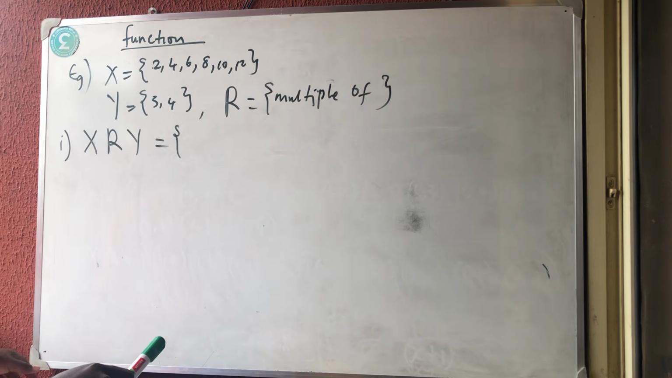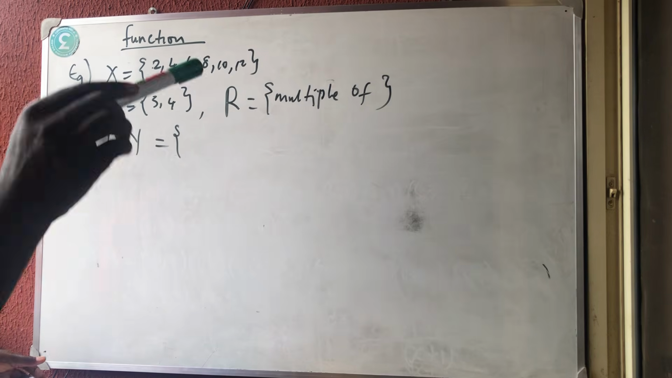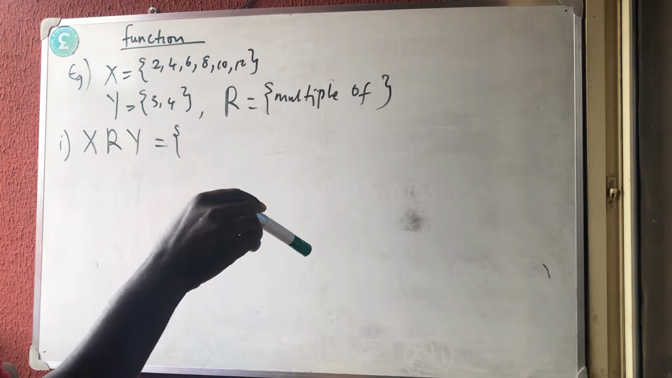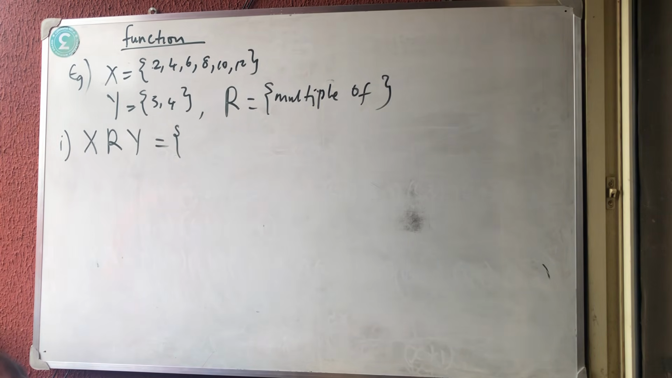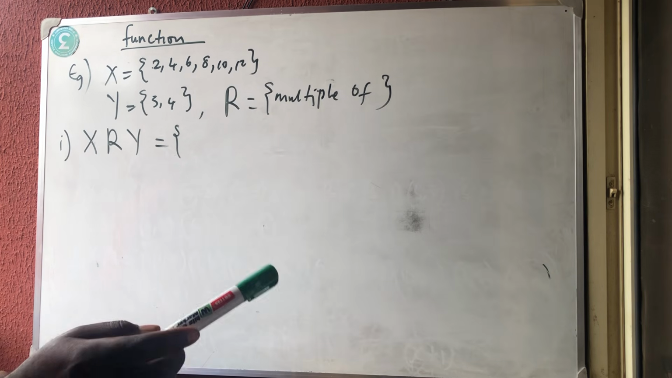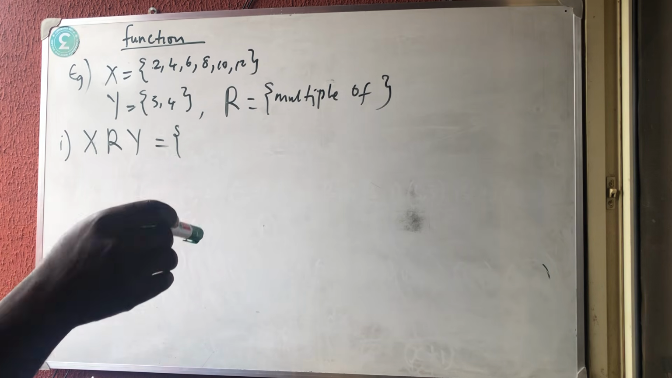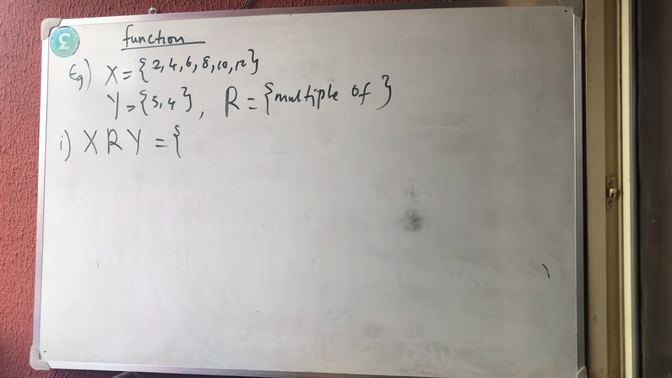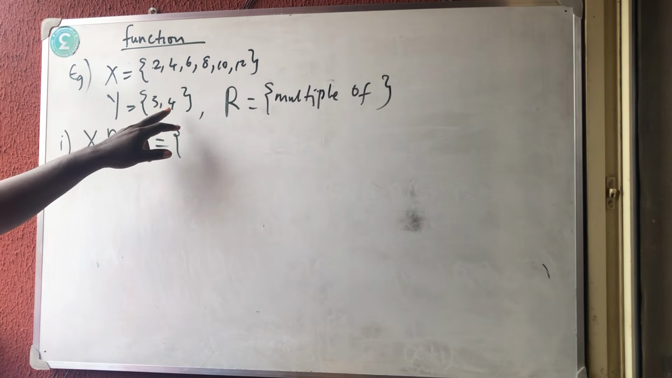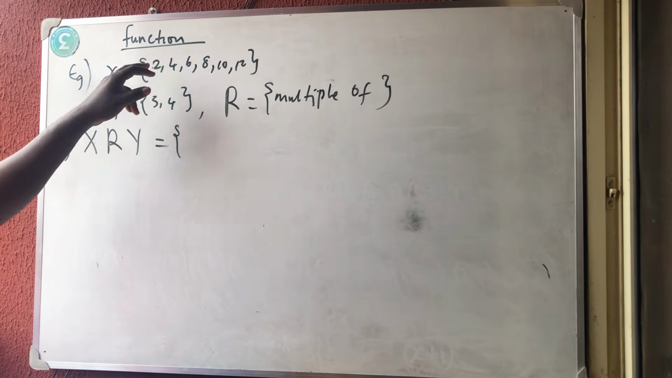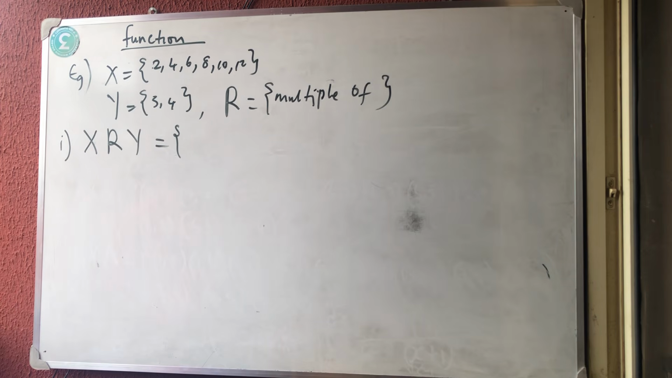6 is a multiple of 3, and 3 is a factor of 6. So if you call the big one first, it will be a multiple of the small one. But if you are calling the small one first, it will be the factor of the bigger one. So the only big number here is 4, and 4 is a multiple of 2.